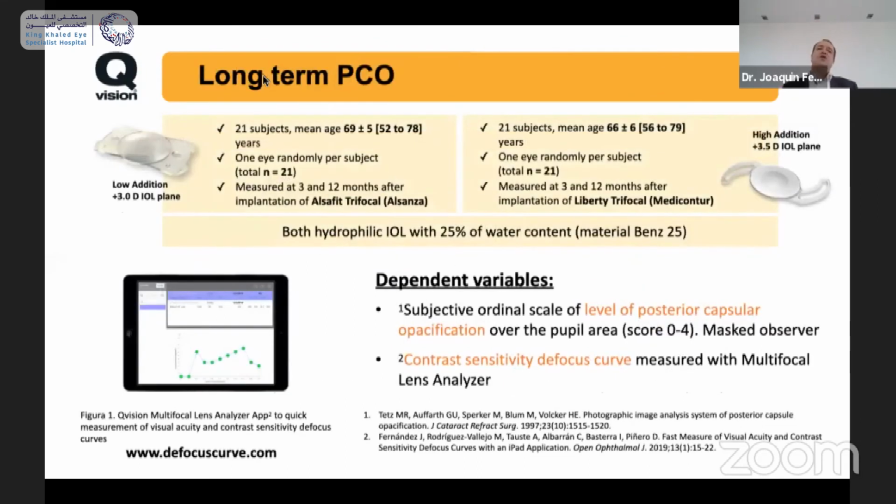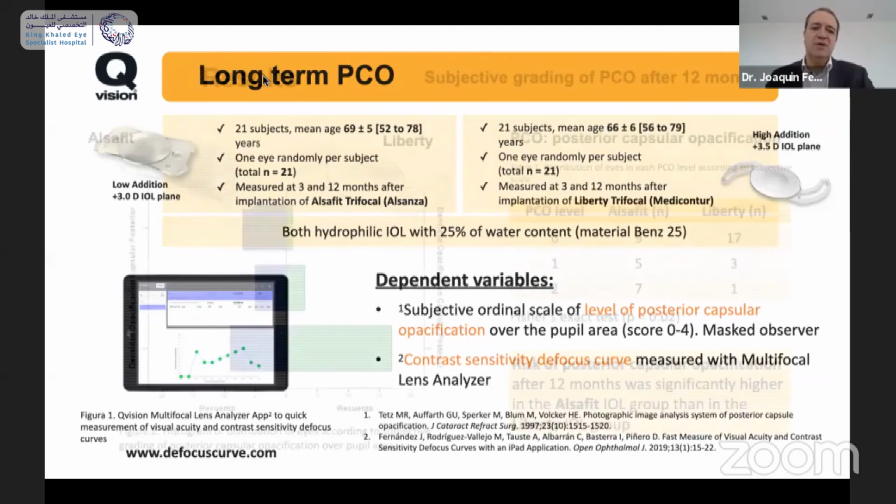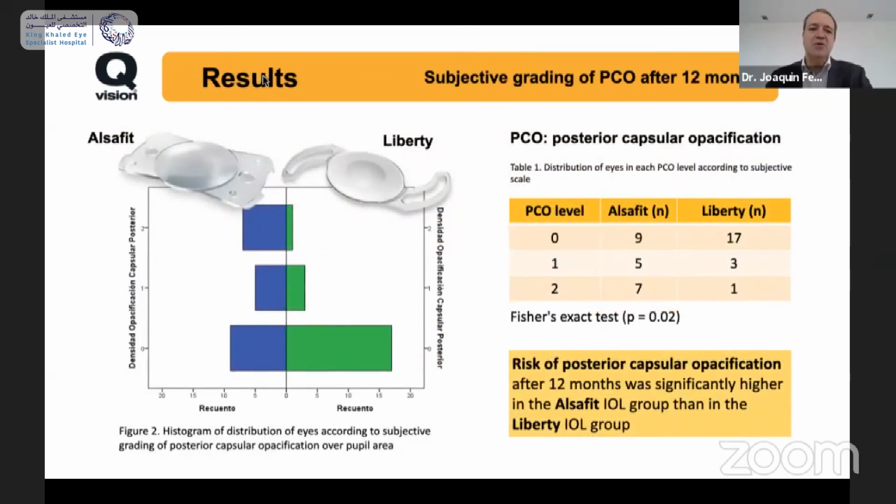And lastly, we are going to implant lenses for a long time in our patients, so we need to know not only the optical quality, but also the material and the behavior with PCO. We compared these two types of lenses. It's exactly the same material, but a different platform profile. And when we compare, you can see here that the opacification of the posterior capsule is less on the right, with the Liberty, than with the Alsafit.